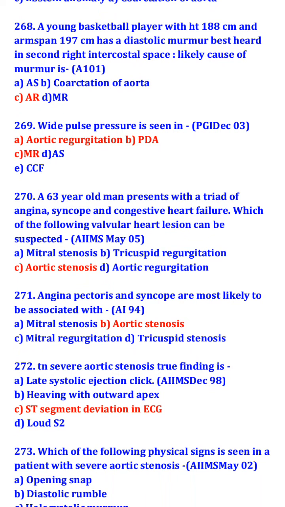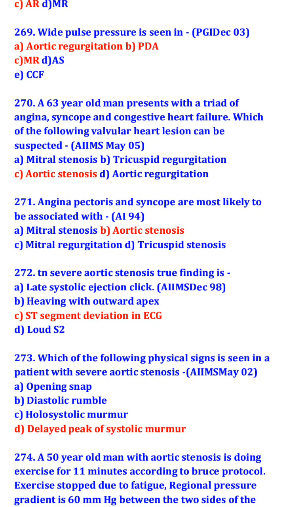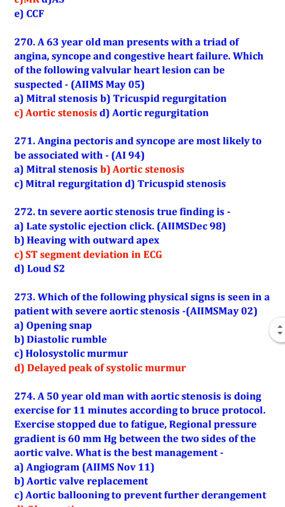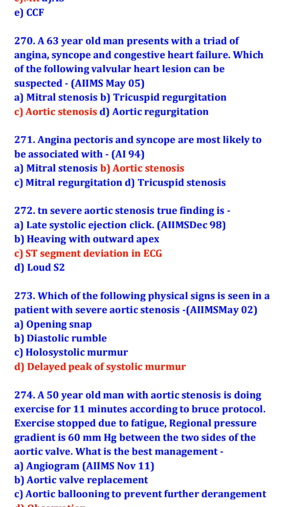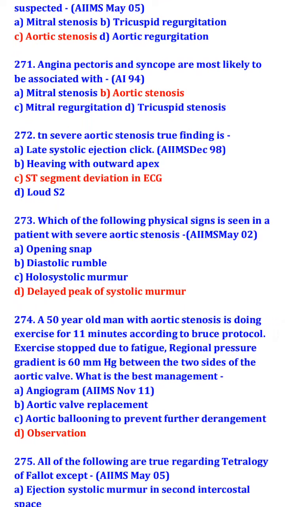Aortic stenosis. Angina pectoris and syncope are most likely to be associated with aortic stenosis. In severe aortic stenosis, the true finding is ST segment deviation in ECG. Which of the following physical signs is seen in a patient with severe aortic stenosis? Delayed peak of systolic murmur.